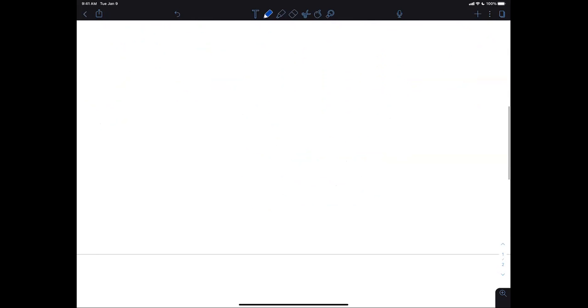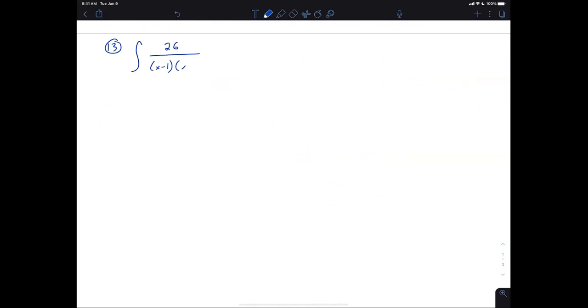All right, let's do number 13. And so 13 is the integral of 26 over 8, x minus 1, x squared plus 25 dx. All right, so this is the right one, right, Andrew? Just making sure. Yeah, okay, cool.